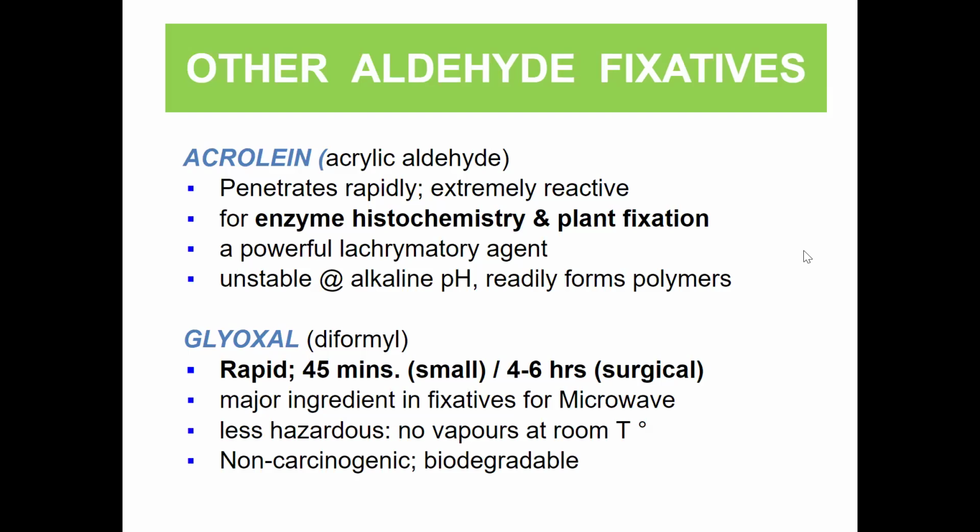You also have your acrolein, your acrylic aldehyde. So basically, this penetrates rapidly and also extremely rapid. So this is used for enzyme histochemistry and plant fixation. So this is a powerful lacrimatory agent. Also it makes you teary agad. It is unstable at an alkaline pH and it readily forms your polymers.